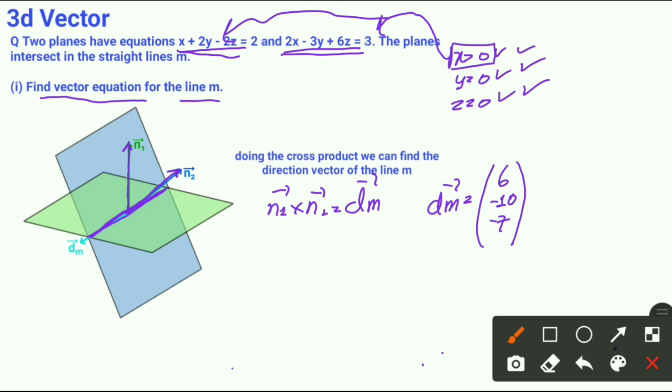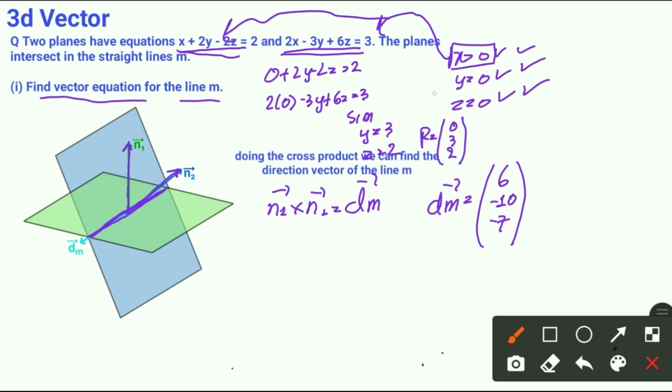So let's suppose I just took x equal to 0. I'm going to put this into this equation and this one. So 0 plus 2y minus 2z is equal to 2, and 0 minus 3y plus 6z is equal to 3. Now I will do the simultaneous solve, and I get the values: y is equal to 3 and z is equal to 2. So we have the coordinates 0, 3 and 2.